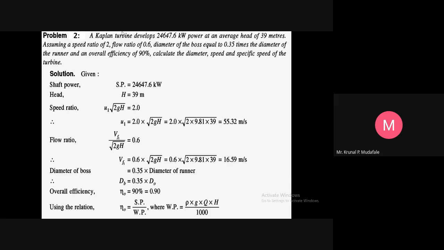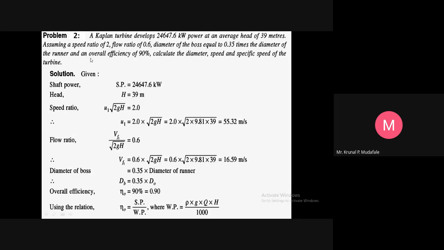So the diameter of the boss equals 0.35 times the diameter of the runner. What is this runner diameter? It is Do, right? So the equation gives us the relation for the diameter of the boss: Db equals 0.35 times Do, the diameter of the runner. So that is the relation given.